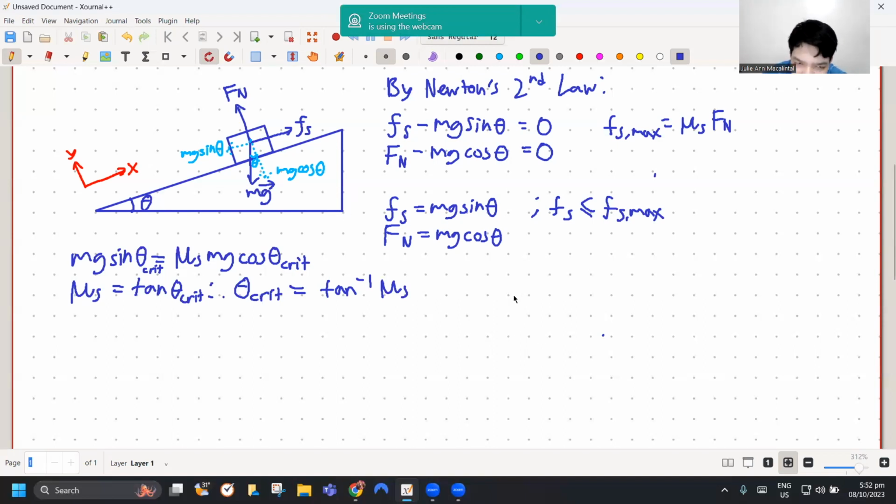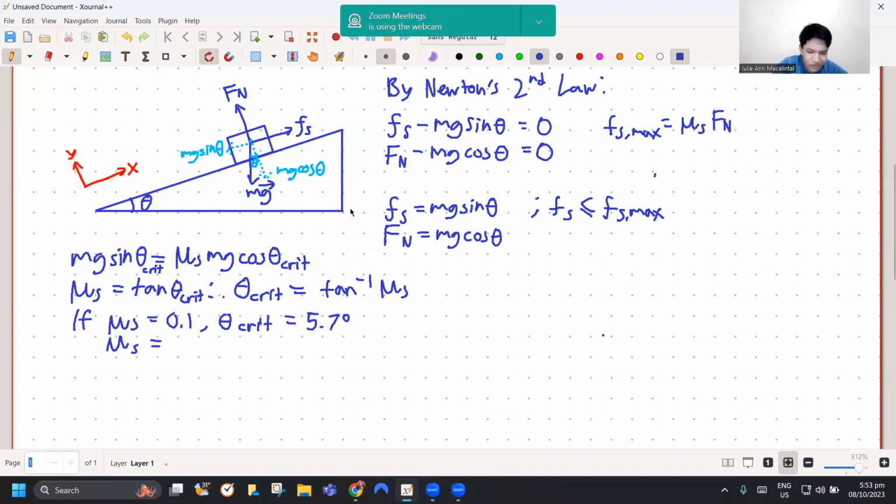Ayun. So kumbaga po, yun yung mismong angle. So if for example, pa-compute lang, if mu s is 0.1, ano yung value ng critical angle? So that's mga 5.7 degrees.